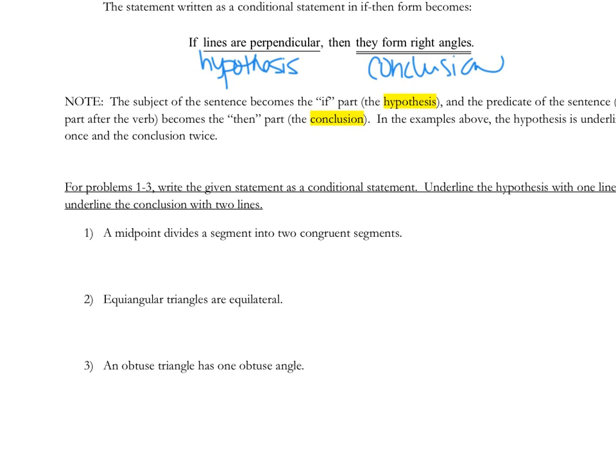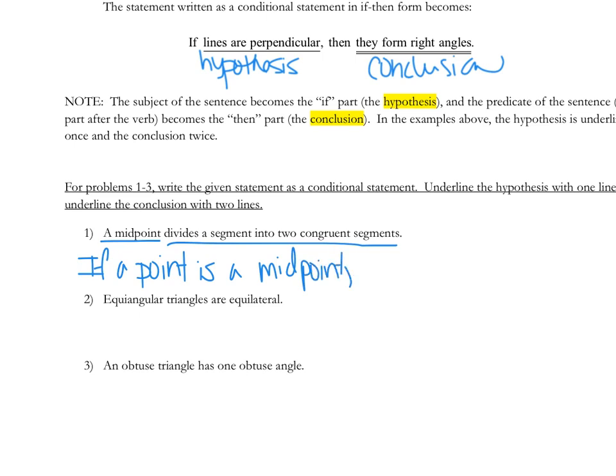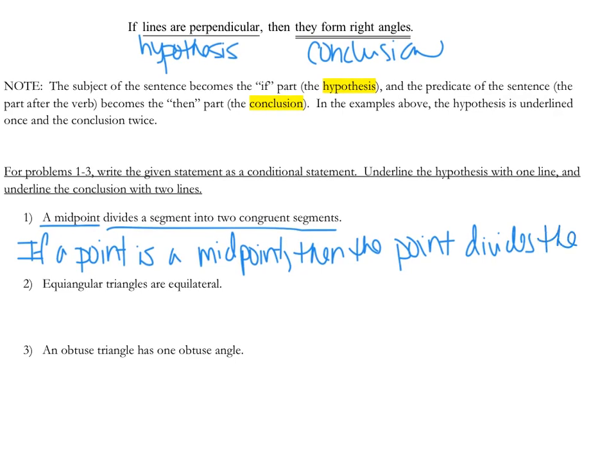So it says a midpoint divides a segment into two congruent parts. So a midpoint is the hypothesis that a point is a midpoint. If a point is a midpoint, then the conclusion happens. So if a point is a midpoint, then the point divides the segment into two congruent parts.